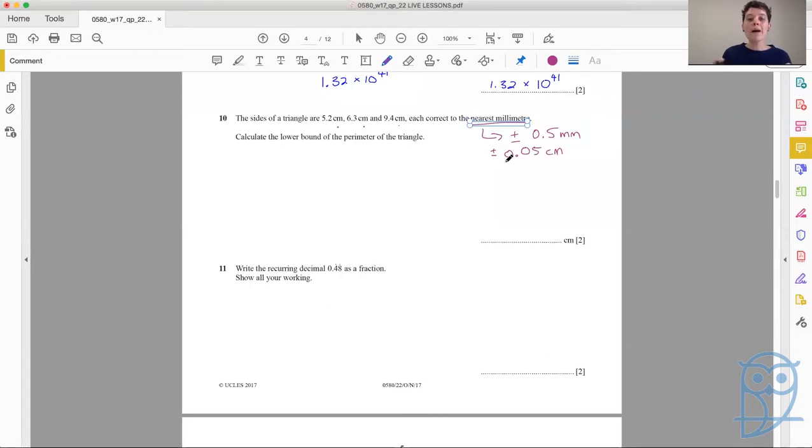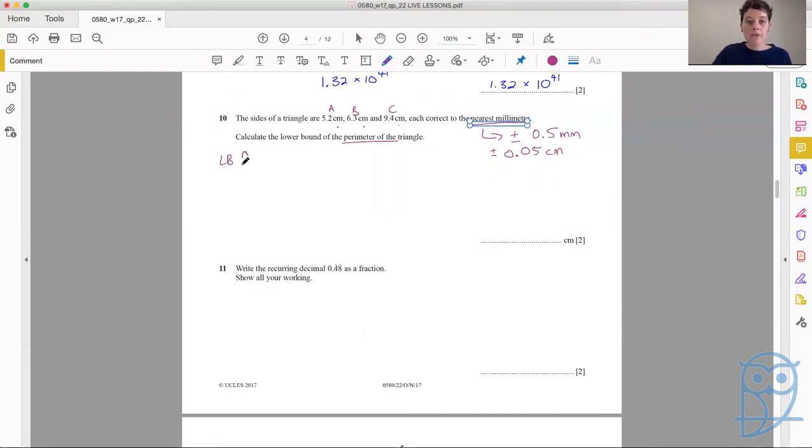Calculate the lower bound of the perimeter of the triangle. So for the perimeter, we want to add all those sides together. So how would we make the smallest perimeter? Well, we'd have to use the smallest triangle, so we need the lower bound of each side. So let's call them sides A, B, and C.